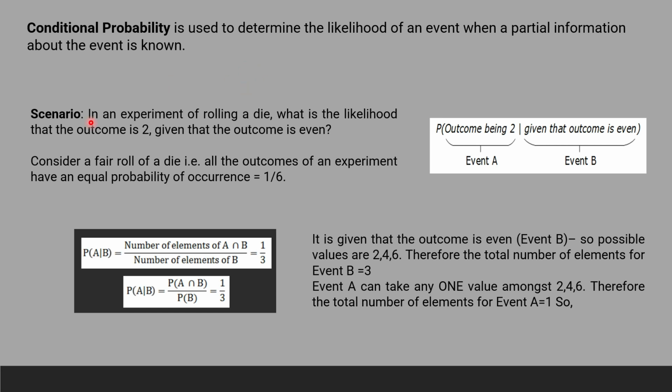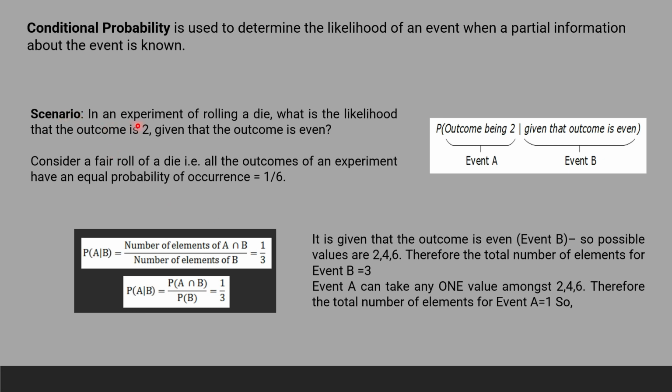So here's the example, so you will understand conditional probability, and you need to remember this formula of conditional probability: P(A|B), that means where event B is given, and partial information of event B is there. So probability of A intersection B divided by probability of B. That is the formula of conditional probability.